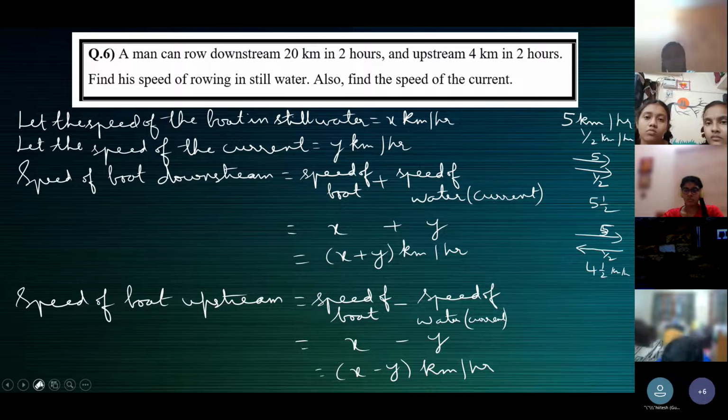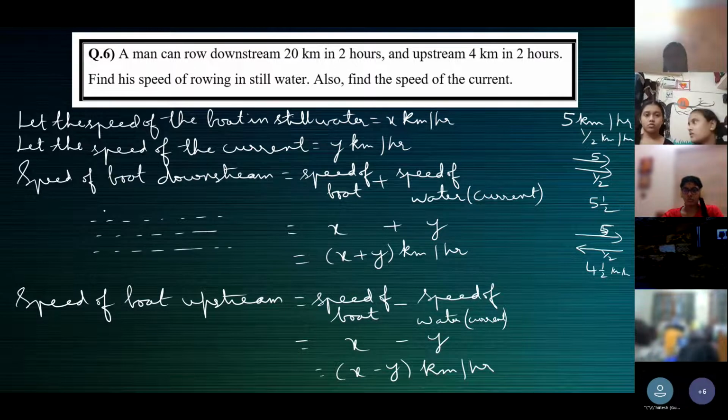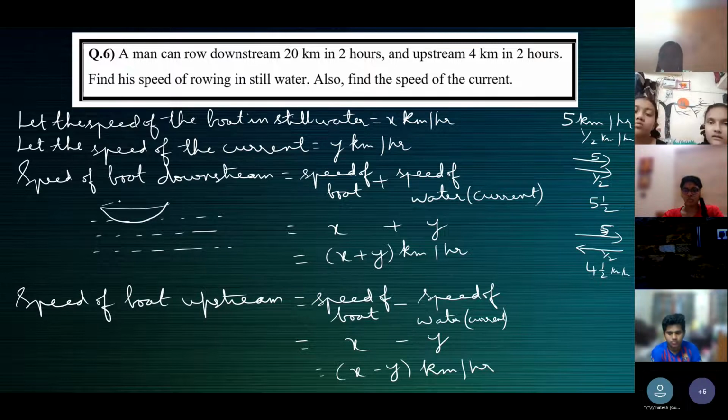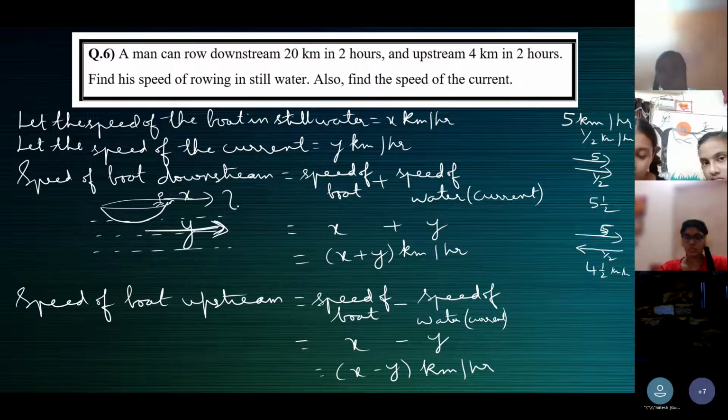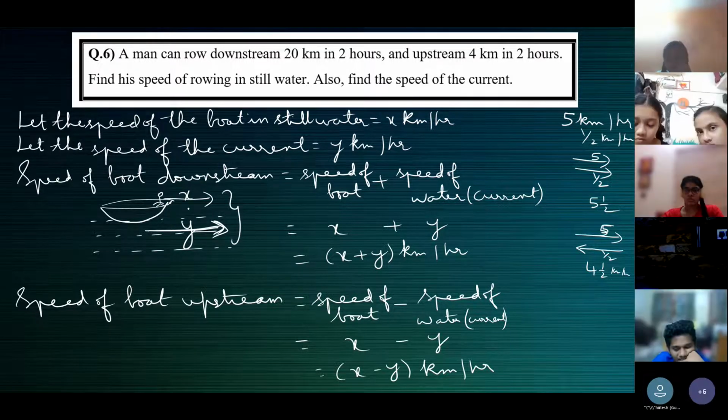Let me just draw that again. Okay, so like this, the boat. There's a boatsman. He's rowing this boat in this direction. Water is also flowing in this direction. What's the speed of the boat? X. What's the speed of the water? Water is flowing in this direction. Speed of the water is Y. So the net speed of the boat will be X plus Y.